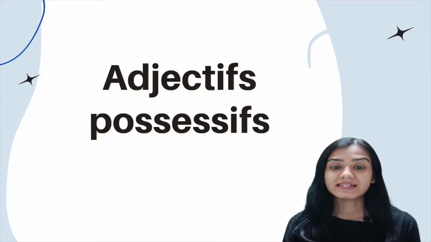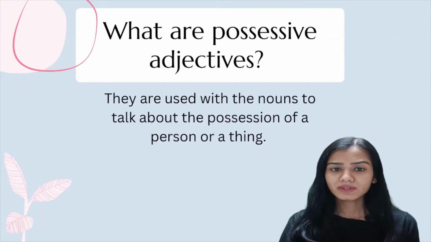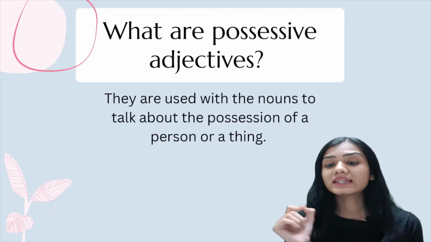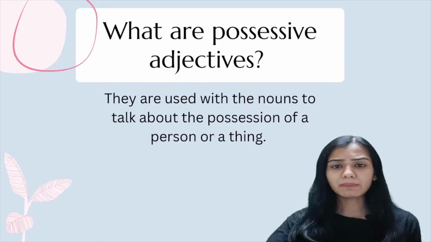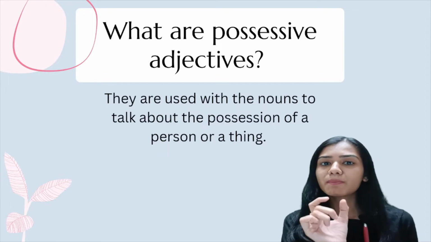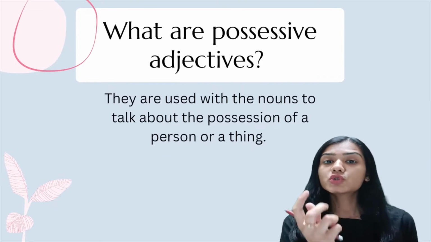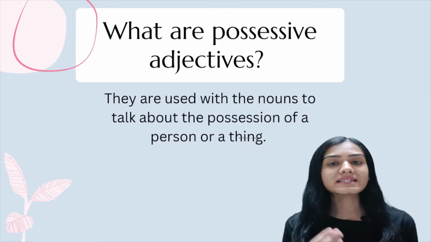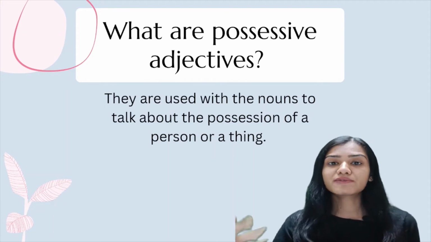Today we are going to learn how to say my, your, his, her, all these things in French. That is possessive adjectives. So let's get started. First of all, what are possessive adjectives? They are used with nouns to talk about the possession of a person or a thing. For example, if I'm talking about this pen and I want to say my pen, this my is a possessive adjective. If I want to say your pen, your is a possessive adjective. His pen, her pen, all these are possessive adjectives. So how are we going to use the possessive adjectives in French?